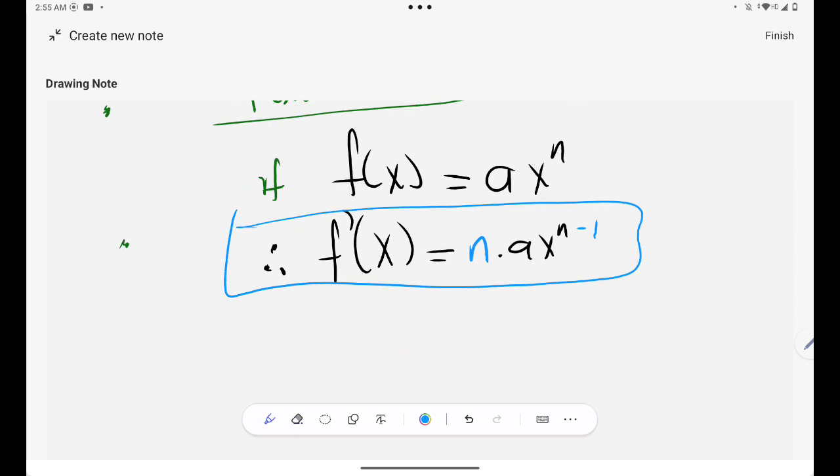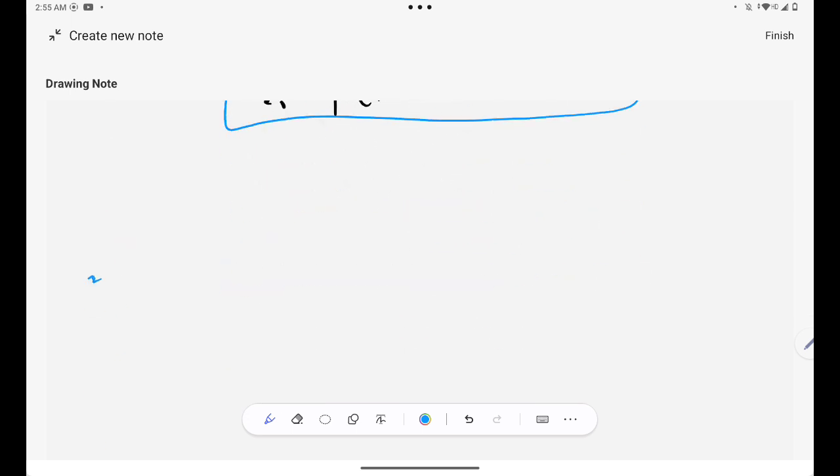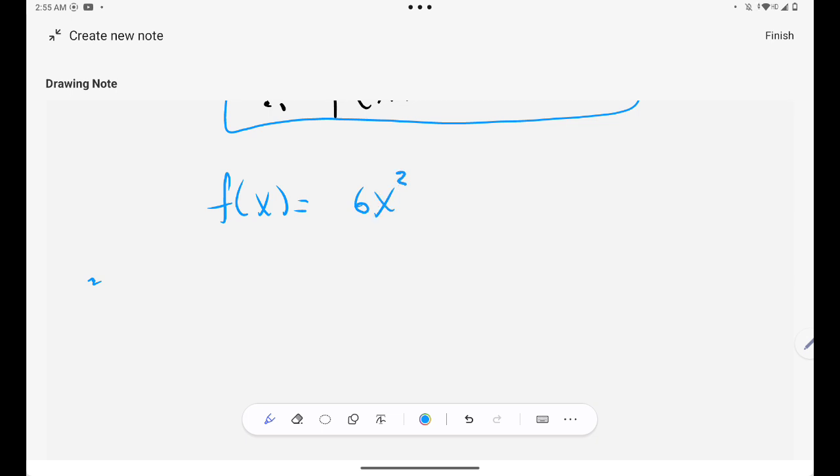So let's have examples. Let's say we have f of x is equal to 6x cubed plus 2x squared plus x minus 4.